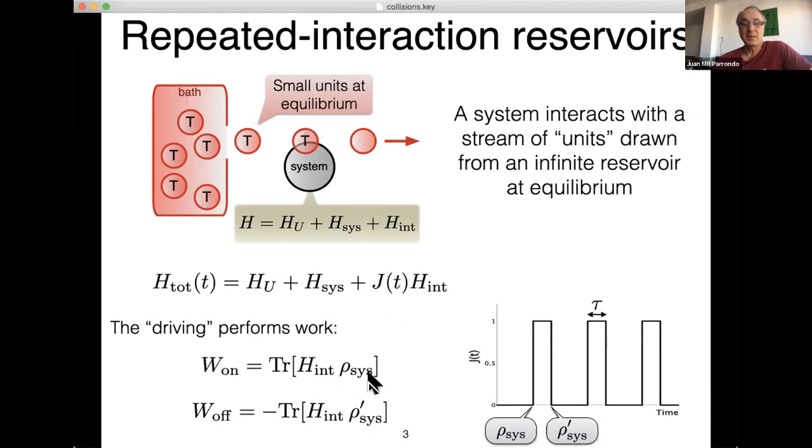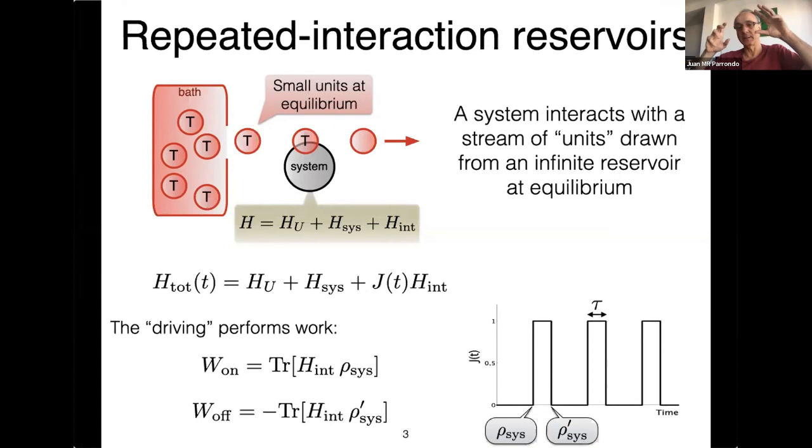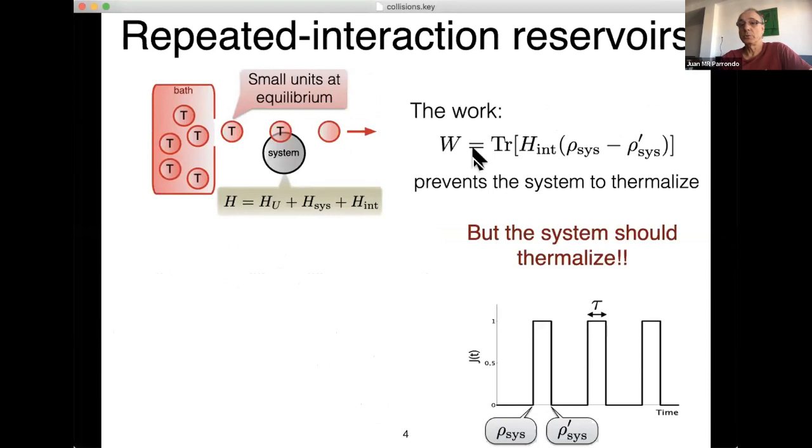This usually is zero because initially the unit and the system are disentangled, and usually the average of the interaction in the unit is zero. But this is not zero, because the state is entangled. So by performing this innocent scheme of interacting with units of a thermal bath, you introduce a work. And this work prevents the system from thermalizing. So even if the units are in thermal equilibrium, the system does not thermalize in general. And this is a problem because then these repeated interaction schemes cannot act as thermostats.